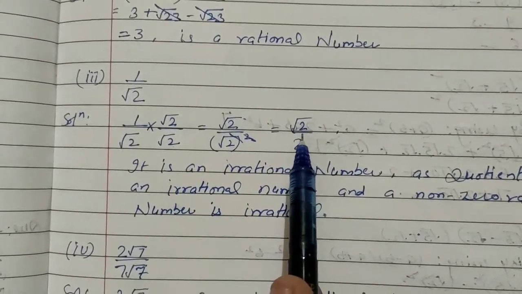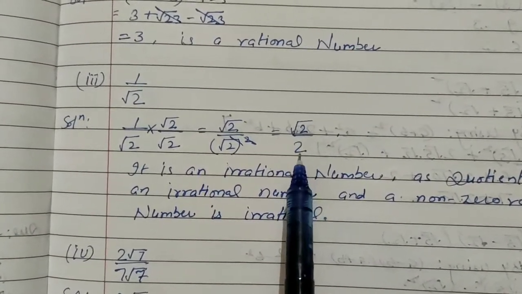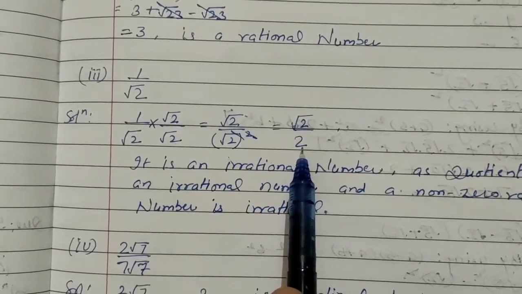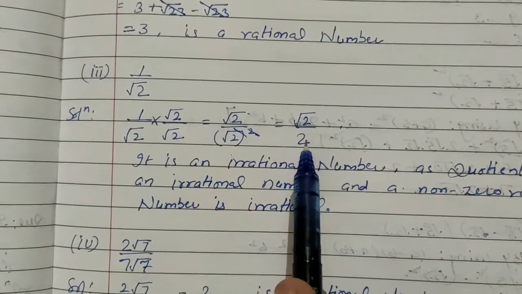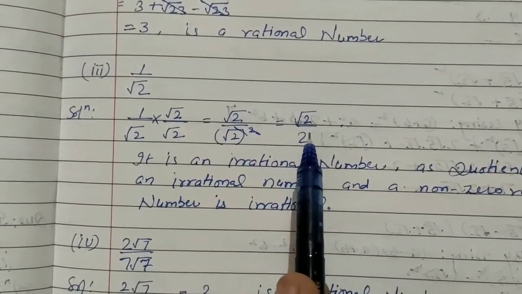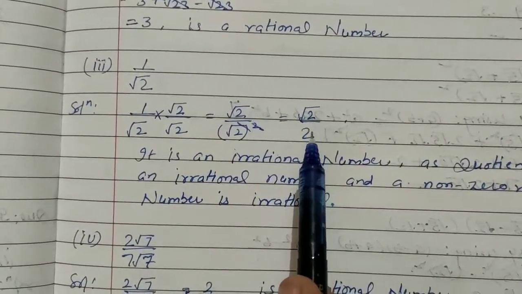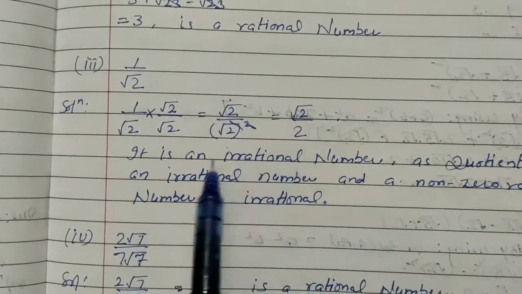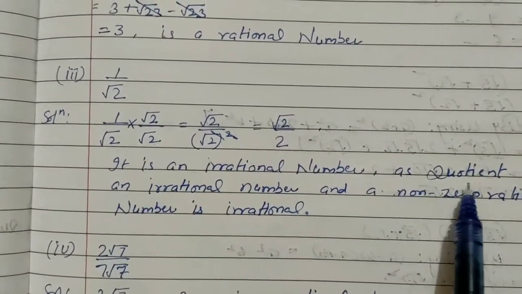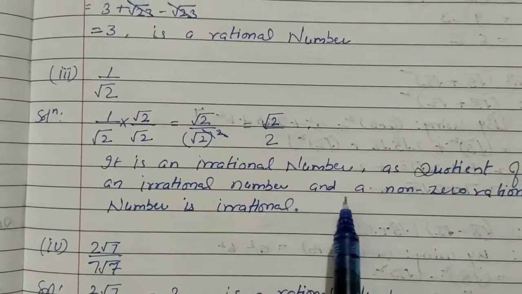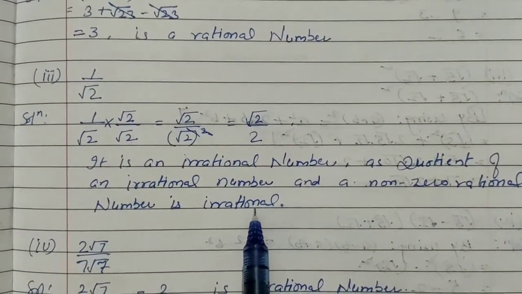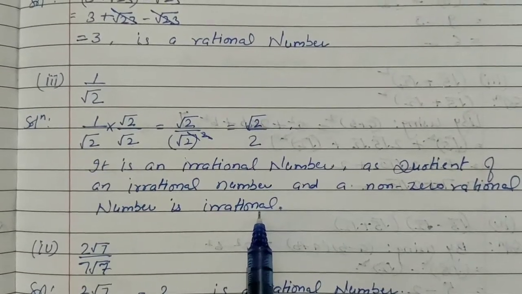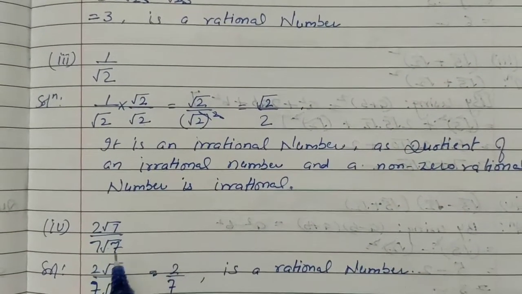So here you can see under root 2 is an irrational number and 2 is a rational number. We know that the quotient of an irrational and rational number is always irrational. So it is an irrational number, as the quotient of an irrational number and a non-zero rational number is irrational. So this is all about part number 3. Now proceed for part number 4.